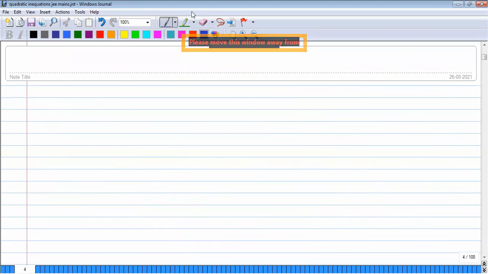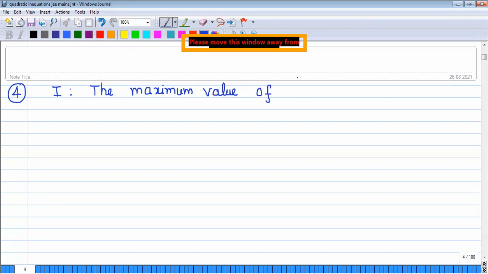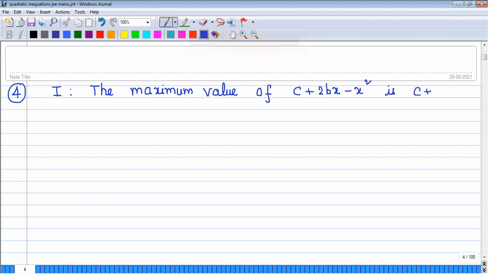So let me move to the fourth one. This is the first statement. The maximum value of c plus 2bx minus x square is c plus b square.